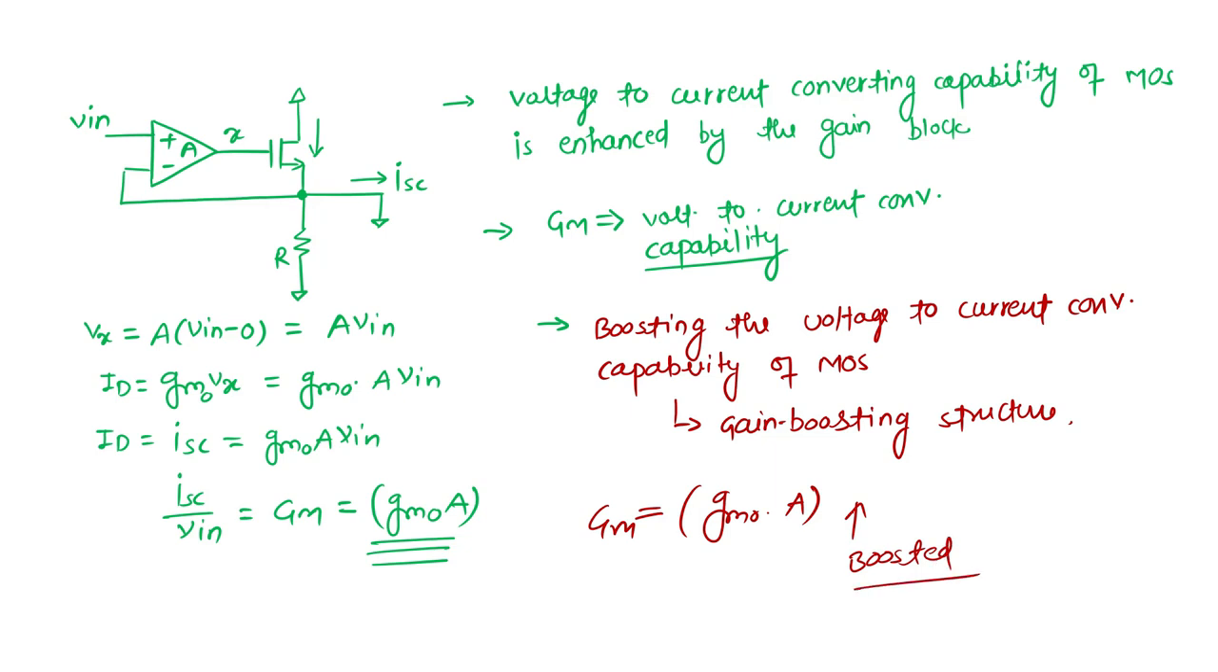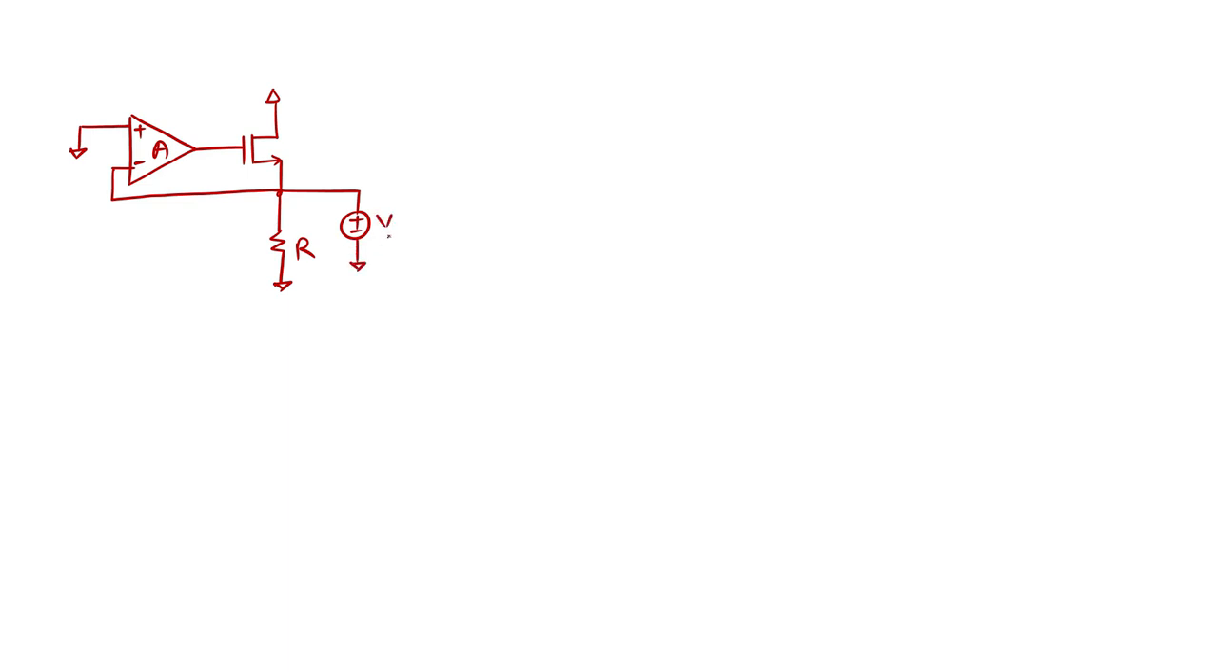So my point is not that. For the complete structure, we have now seen the calculation of GM, which is boosted by the factor of A. Now we want to see the output impedance looking at this output node. When we calculate the output impedance or any impedance, we usually short the input. This is my R. So I'll apply a test voltage, which I call VT, and observe my current IT.